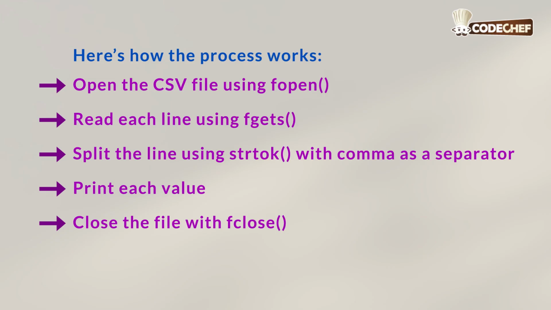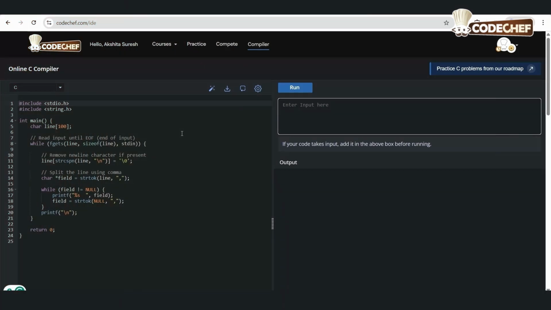So let's look at this program. Right here you can see that we started with our standard input-output library and we use char line[100] over here. We create a character array to store each line we read from the CSV file. So here each line can be up to 100 characters. So here we read input until the end of the file. So here fgets reads one full line and this loop continues until all lines are read.